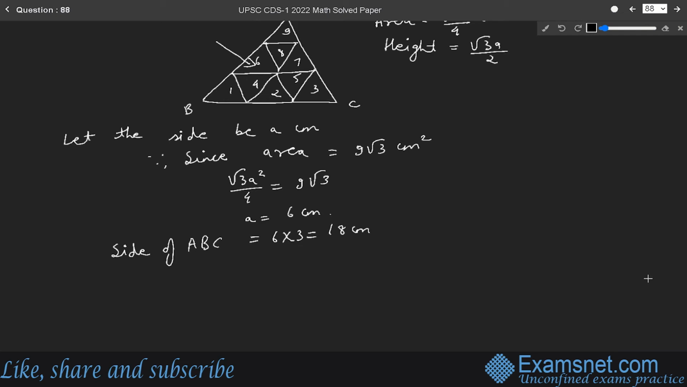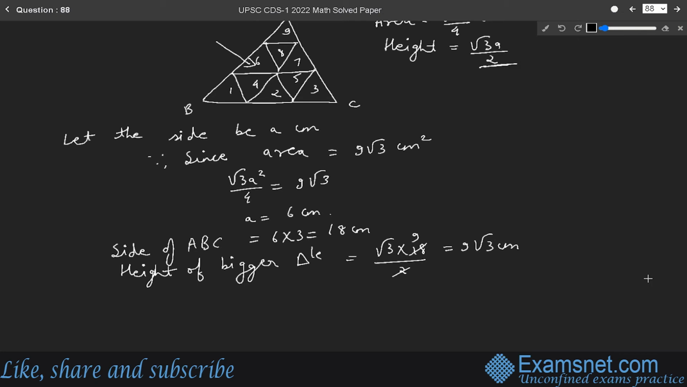Now let us think about the height. The height of the bigger equilateral triangle will be root 3 a by 2. So height of the bigger triangle will be equal to root 3 into 18 upon 2, which will be 9 root 3 centimeter again. So the required height of this bigger equilateral triangle is 9 root 3.